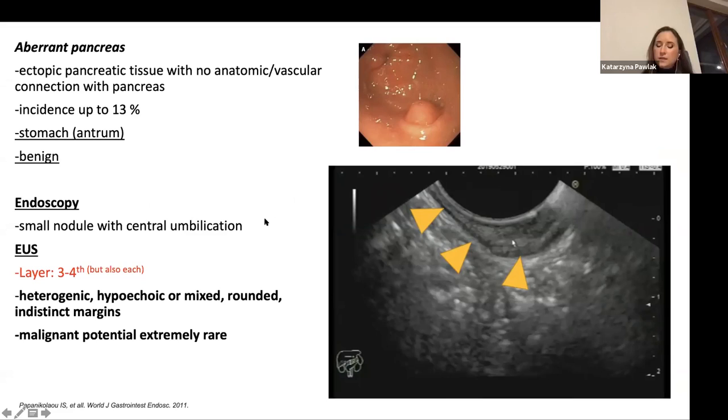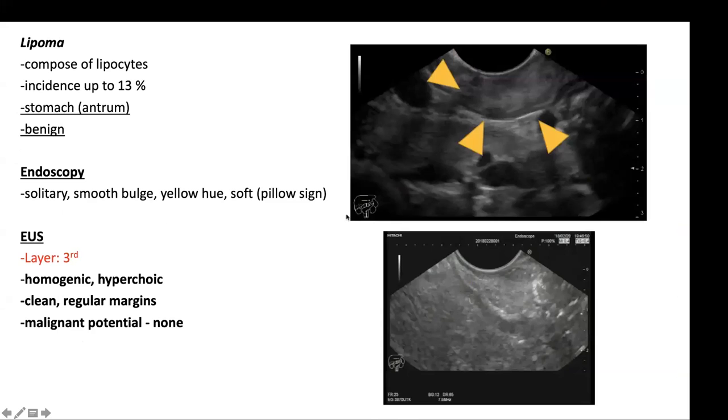However, when it comes to the EUS assessment, the aberrant pancreas arises from the third and fourth layer, but can also arise from the second layer. It's heterogenic, hypoechoic, sometimes even mixed, but rounded and with indistinct margins, like you can see here. And when it comes to the aberrant pancreas and malignant potential, you should know that it's extremely rare, so probably further workup is not necessary in this type of lesion.